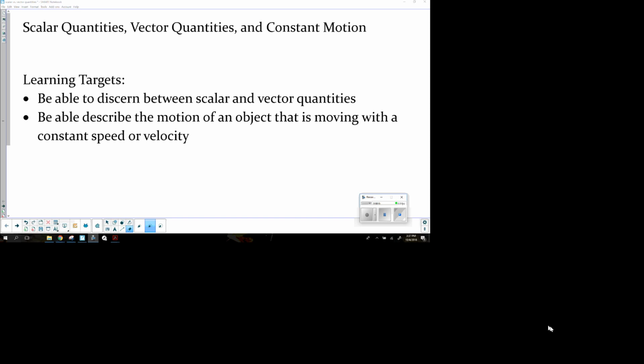Welcome to your first video in the Motion in One Dimension unit. After this video, hopefully you will be able to discern between scalar and vector quantities and be able to describe the motion of an object that is moving at constant speed or constant velocity.